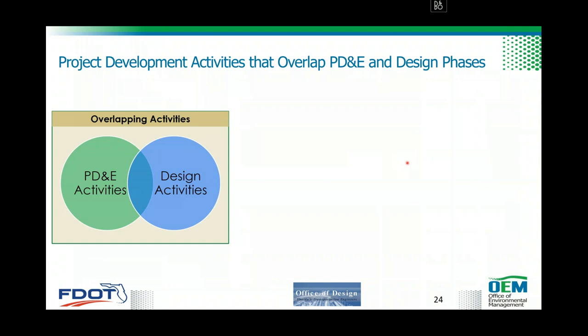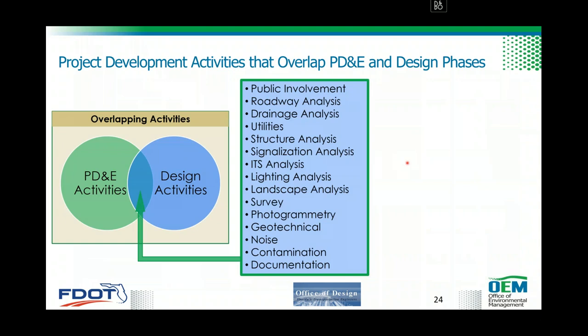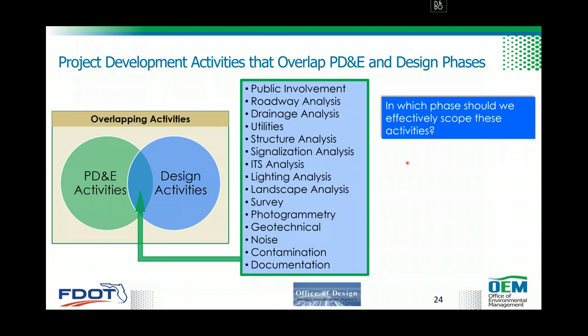If you look at the overlapping activities, this Venn diagram shows how the activities overlap if you combine both PD&E and design. And this is a list of activities that are overlapping: public involvement, roadway analysis, drainage analysis, utility evaluation, structure analysis, signalization, ITS, lighting, landscape, survey, photogrammetry, geotechnical investigation, noise analysis, contamination, and a lot of documentation, which means that these activities are being done now in the PD&E study and also are being done in design. So they are overlapping. The most underlying question was, in which phase should we effectively scope these activities? Now we know them.